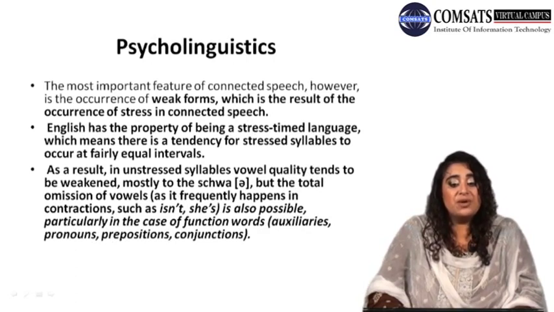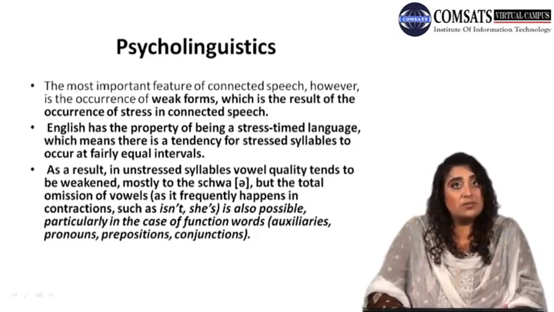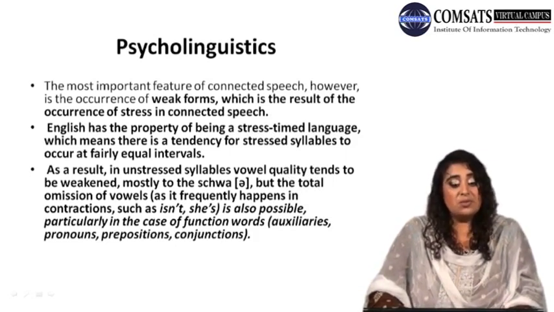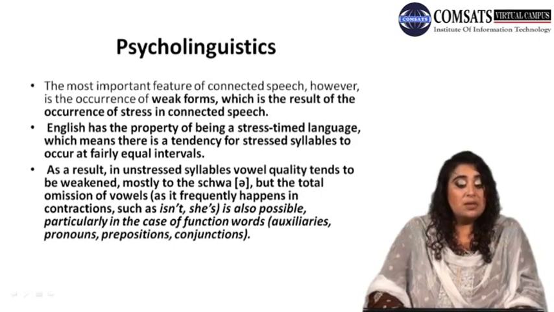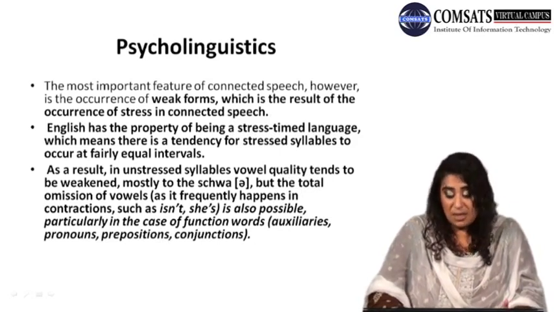So the most important feature of connected speech, however, is the occurrence of weak forms, which is the result of the occurrence of stress in connected speech. English has the property of being a stress-timed language, which means there is a tendency for stressed syllables to occur at fairly equal intervals. As a result, in unstressed syllables, vowel quality tends to be weakened, mostly to the schwa, but the total omission of vowels, as frequently happens in contractions such as isn't, she's, is also possible, particularly in the case of function words, auxiliaries, pronouns, prepositions and conjunctions.